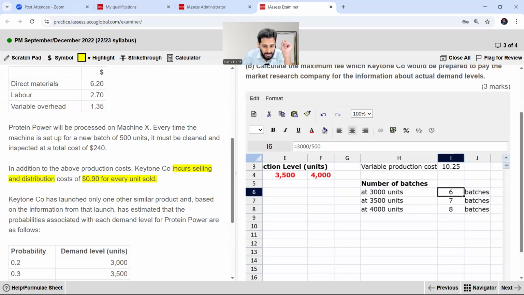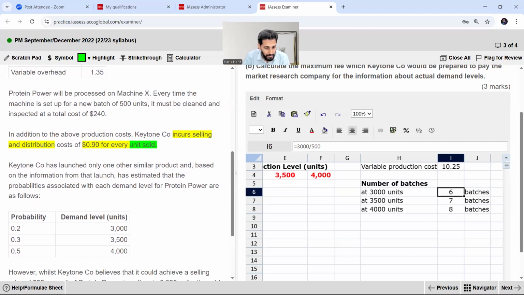And the selling and distribution cost is for every unit sold. Note this point, every unit sold. So there is a trick to reading the question as well. I'm also reading the question with you. So let's now move on.